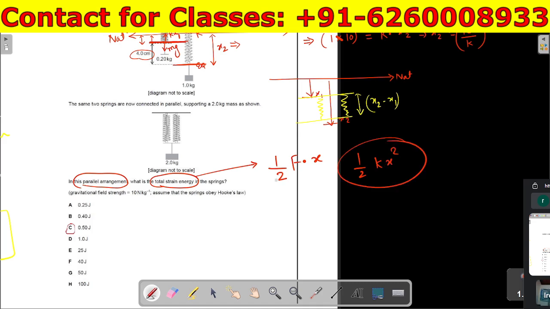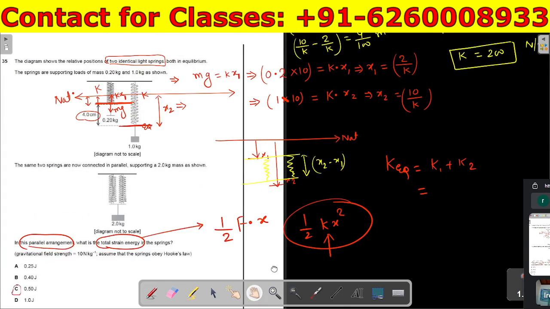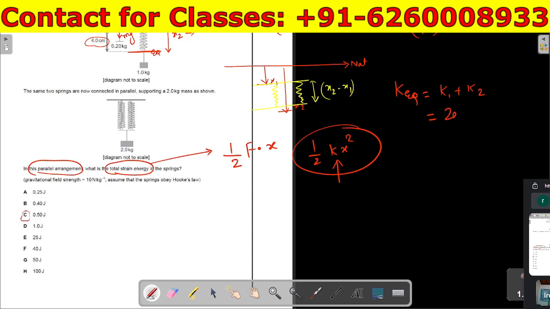Now, see, we have to find the K equivalent. Basically we have two springs, so we have to find the K equivalent. If we consider it as a parallel combination, the K equivalent is equal to K1 plus K2, and we have the value of K. What's the value of K? It's 200. So it is 200 plus 200, that is 400, whatever the unit.